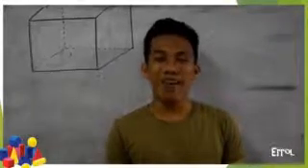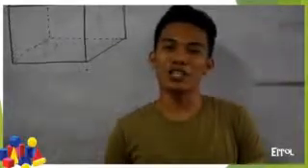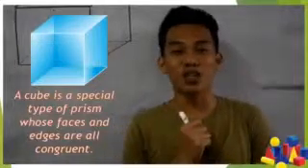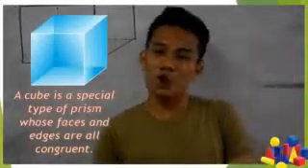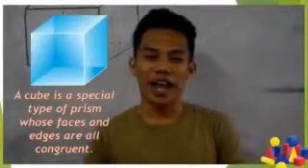My name is Carol, and today I'm going to discuss how to solve a cube. So first, let us define what is a cube. A cube is a special type of prism whose faces and edges are all congruent. Its length, width, and height are all equal. Thus, a cube is a regular hexagon.